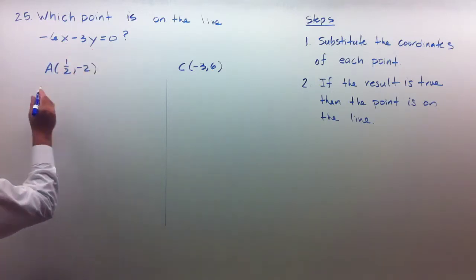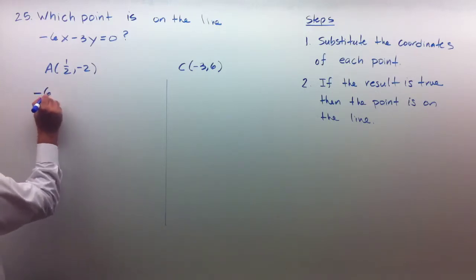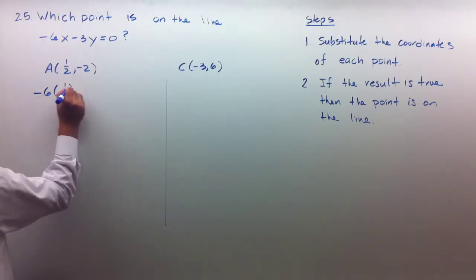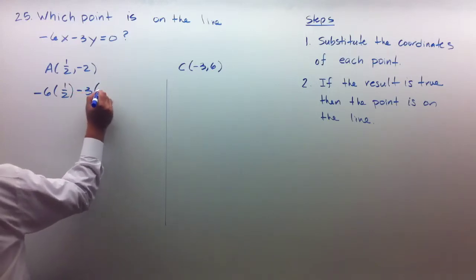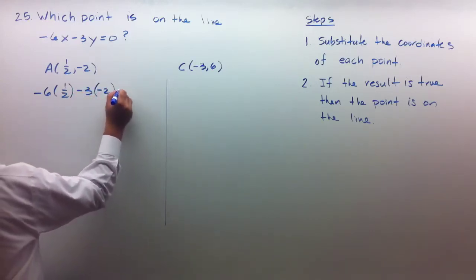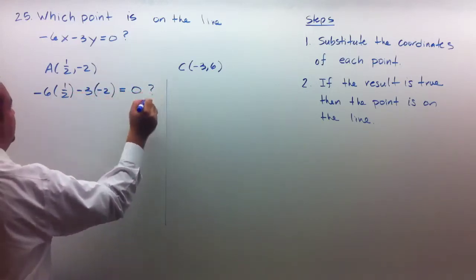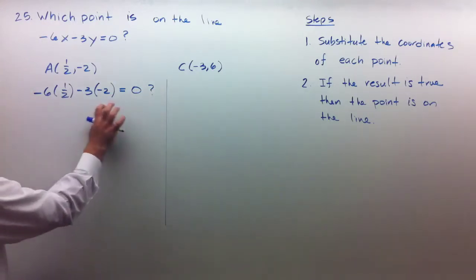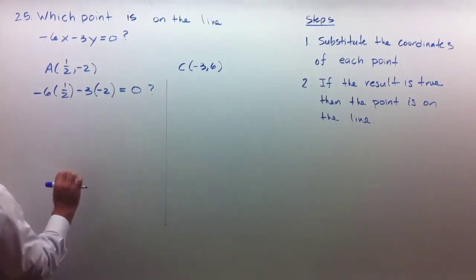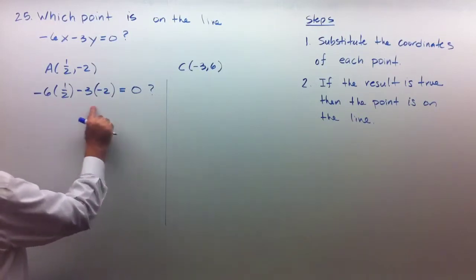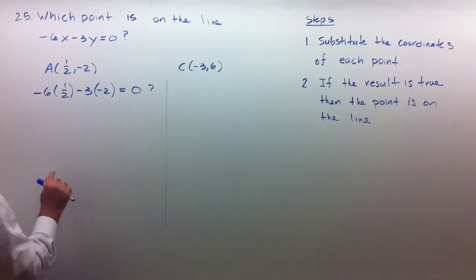So when I do that, the equation becomes negative 6 multiplied by 1/2 minus 3 multiplied by minus 2, and does this equal 0? So now I will simplify this expression and see what we end up with. This is actually an equation. I will simplify this equation and see what result we get.